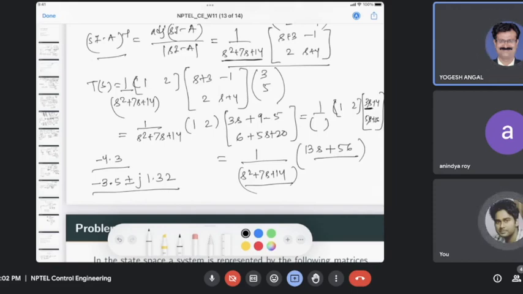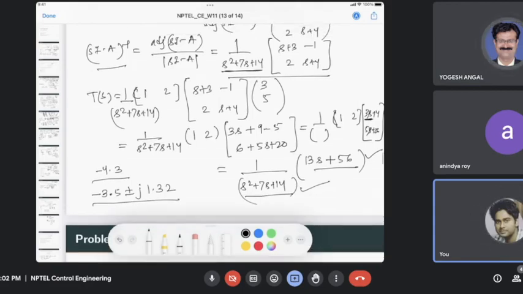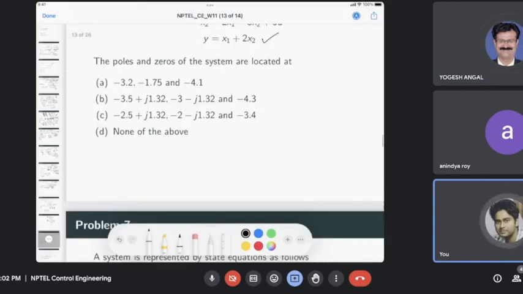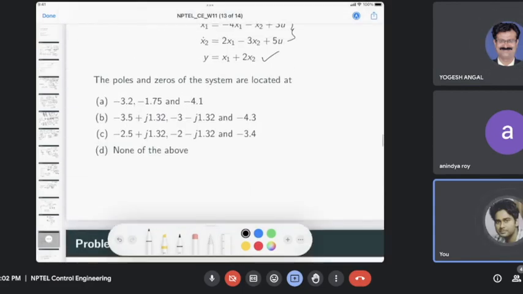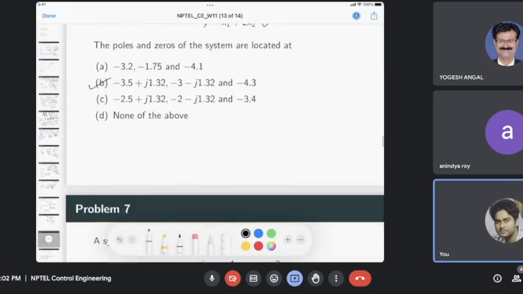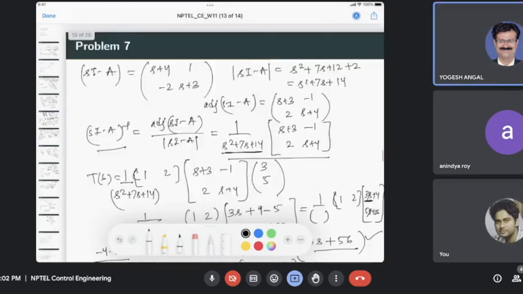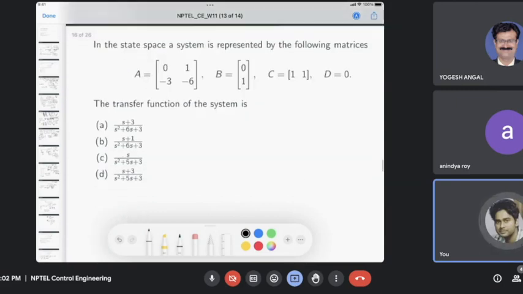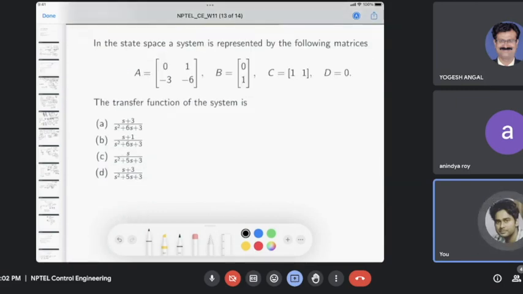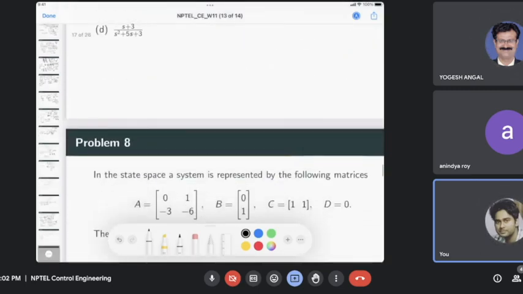Okay. So then from this you will get the zero, and from this denominator you will get this pole. Yes. 4.23. This one. Yeah, correct. Okay. So then the next question will be, okay, again the transfer function. So again we use the same approach. So yes, it is possible to solve.